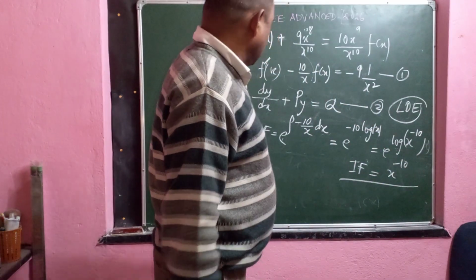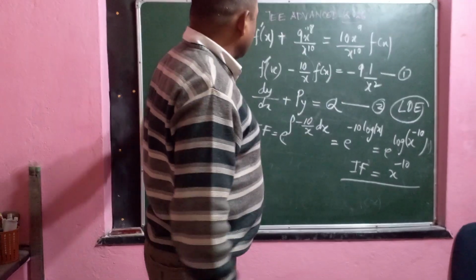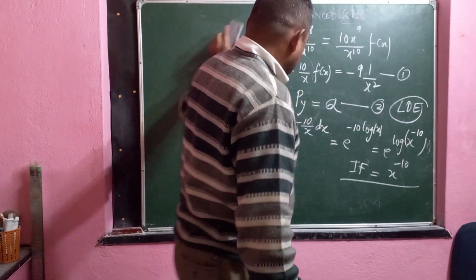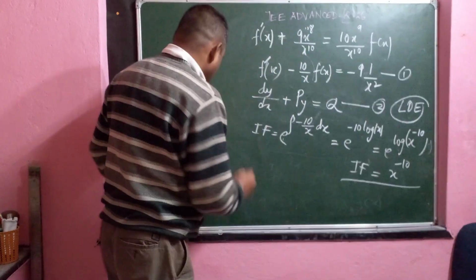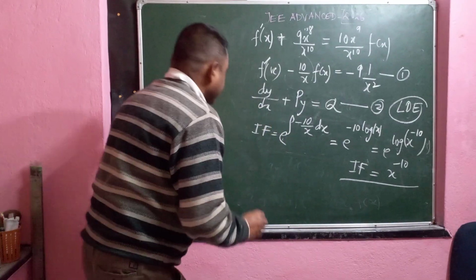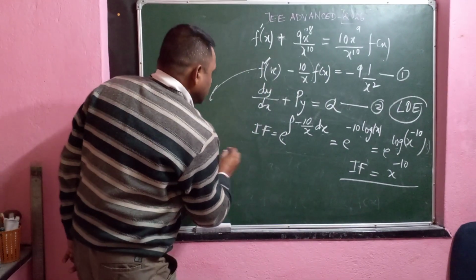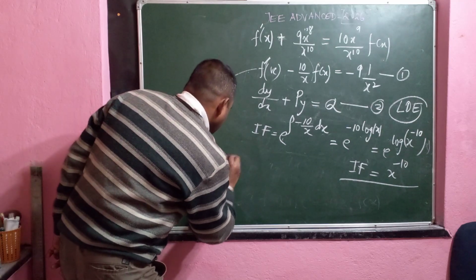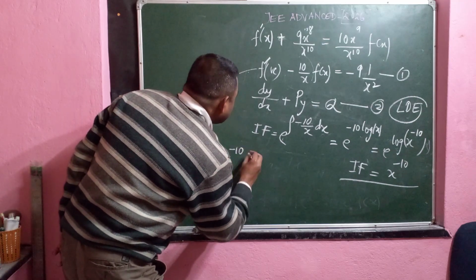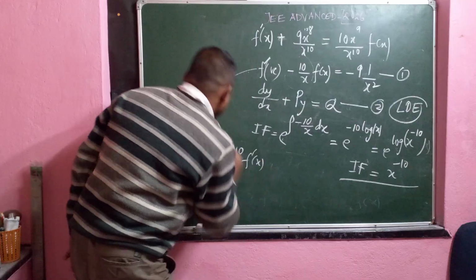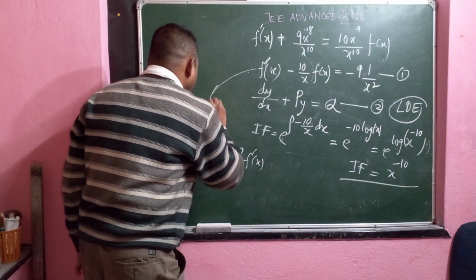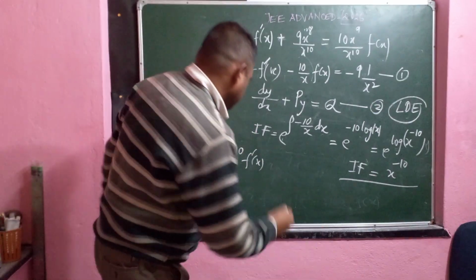Okay, now multiply the first equation with the integrating factor. So what will you get? x to the power minus 10 f dash(x) minus 10 x to the power minus 11 f(x), or you can do it directly also.